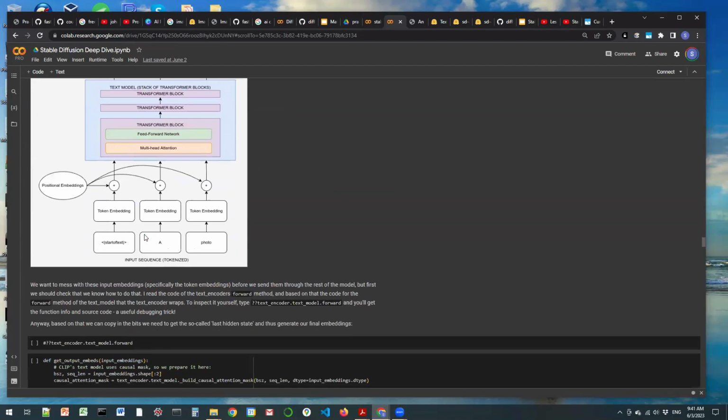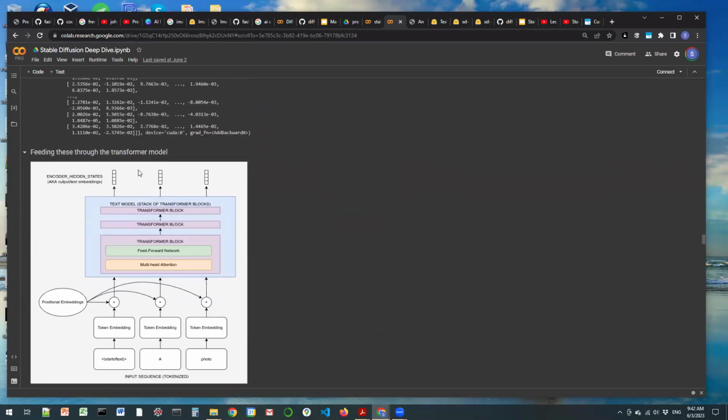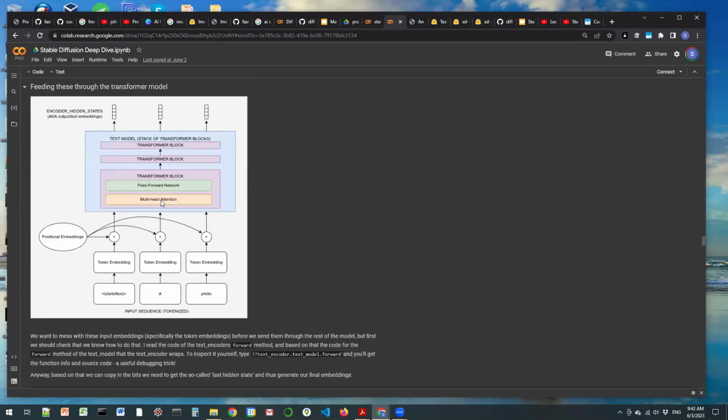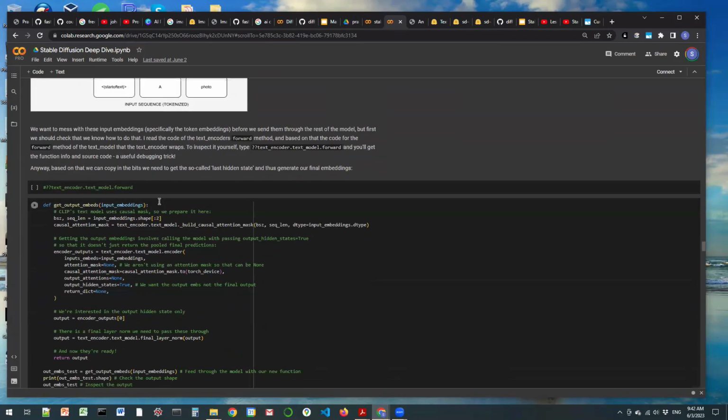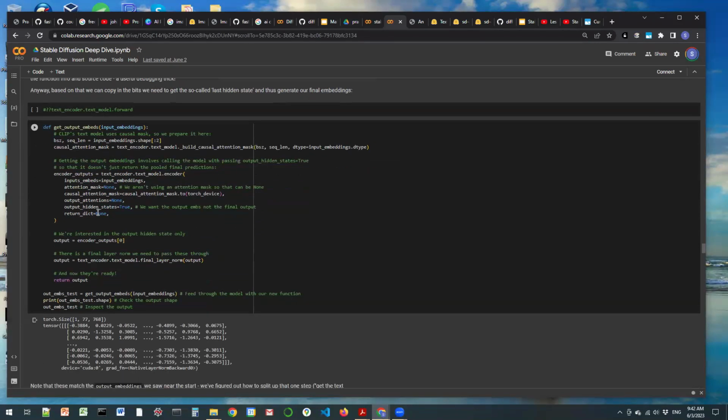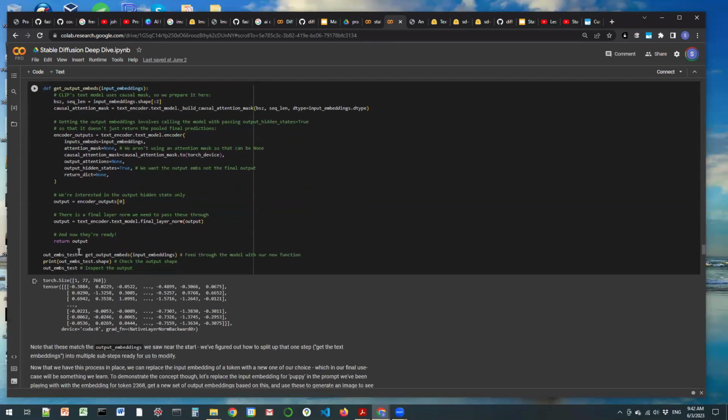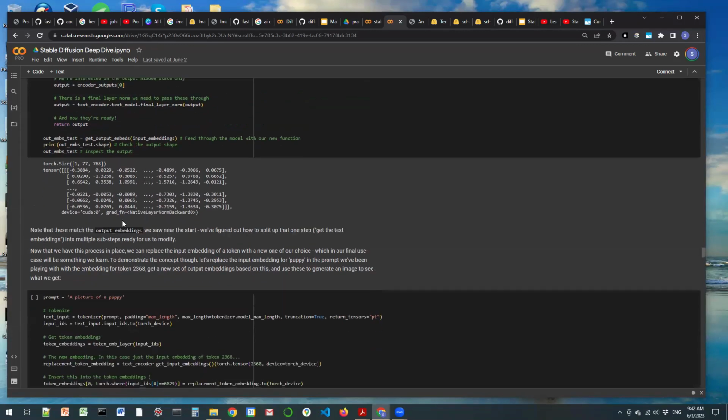Again, this is just a transformer. And the final output of this transformer block is the desired embedding that we want to get. If you want to look at the code for it, you can uncomment it and check the code, get the output embeddings, return the output. In this case, we are using the last layer of the output embeddings, and then print out the shape.